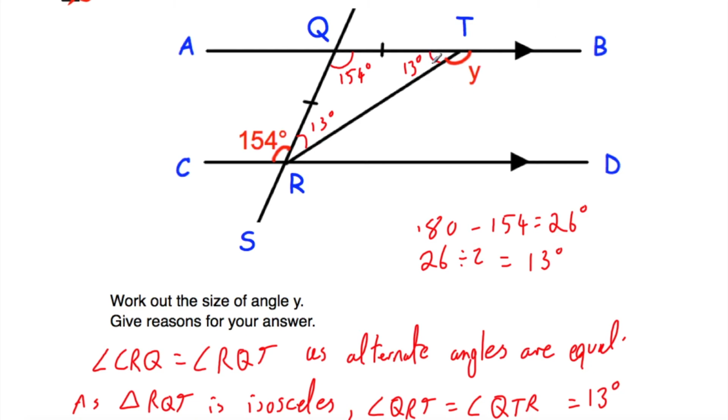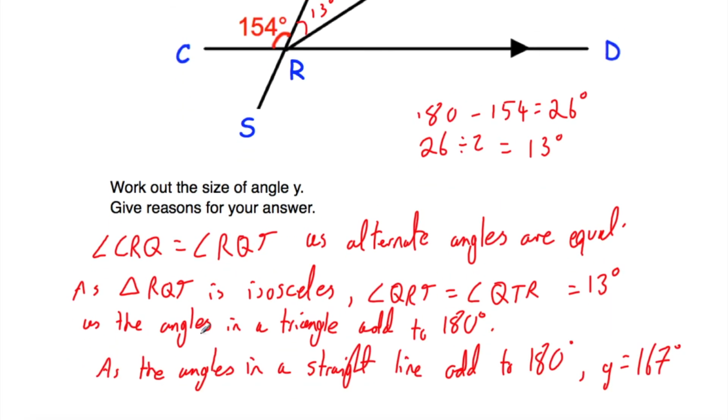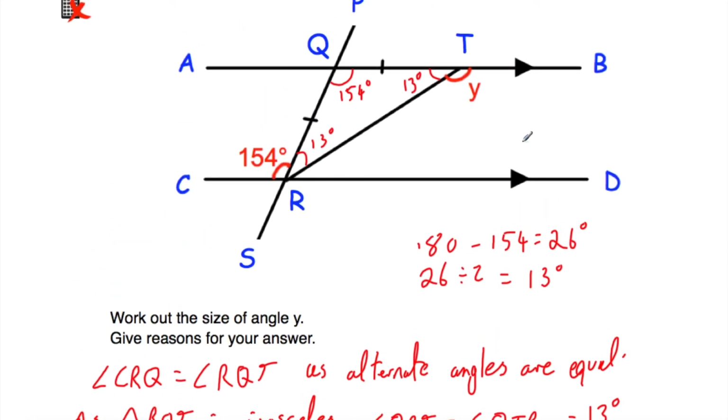If we have a look here, we've got this 13 degrees and the angle we're trying to find. These two angles will add together to be 180 degrees. So if we take 13 away from 180 degrees, we'll find the size of angle Y, and that's going to be 167 degrees. So let's do that, and that's it. I've written down, as the angles in a straight line add to 180 degrees, Y is equal to 167 degrees, because these two angles add together to be 180 degrees, and 180 degrees subtract 13 degrees is equal to 167 degrees. That's the angle we're trying to find.